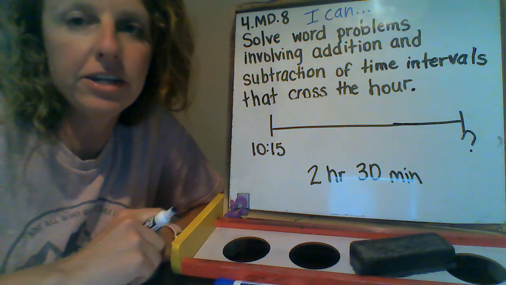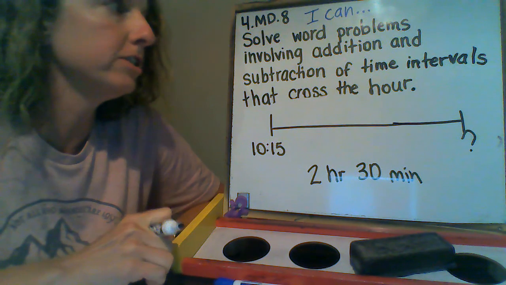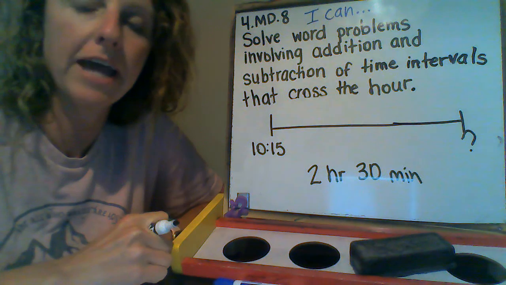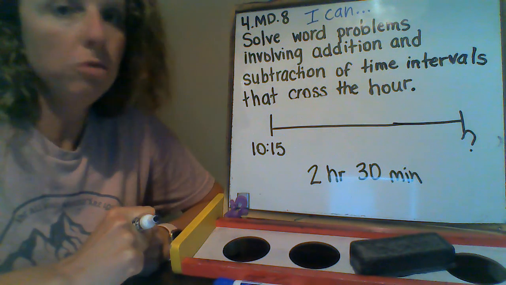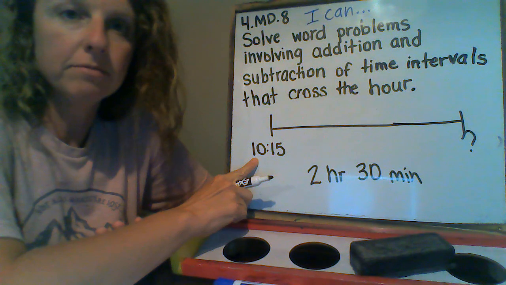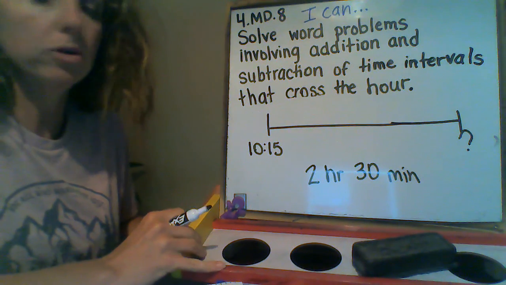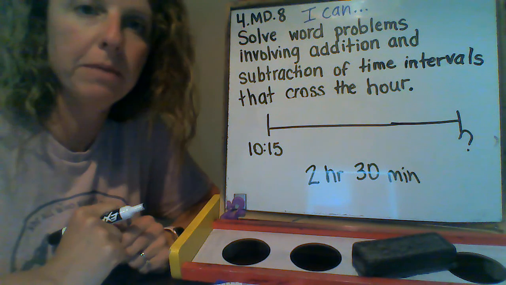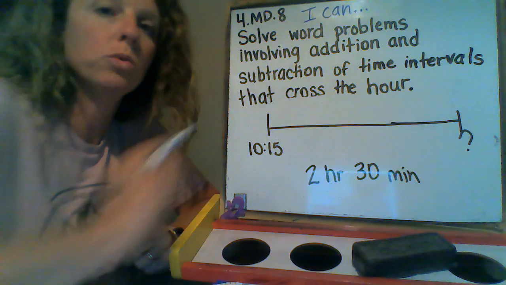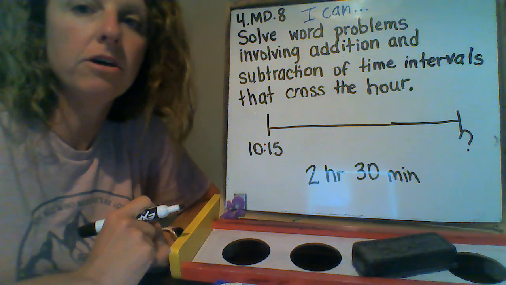Let's look at another example of solving word problems involving addition and subtraction of time intervals that cross the hour. Let's say that you start homeschool at 10:15. Okay? Your mom or dad or parent helper wants you to work for 2 hours and 30 minutes. What time will homeschool be over? Let's use a number line to solve this.